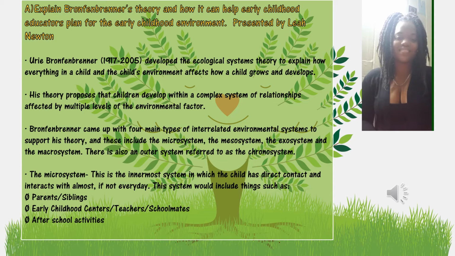His theory proposes that children develop within a complex system of relationships affected by multiple levels of environmental factors. He came up with four main types of interrelated environmental systems to support his theory, which include the microsystem, the mesosystem, the exosystem, and the macrosystem. There is also an outer layer called the chronosystem, which comprises the four systems listed before.